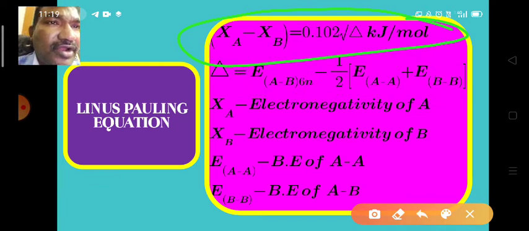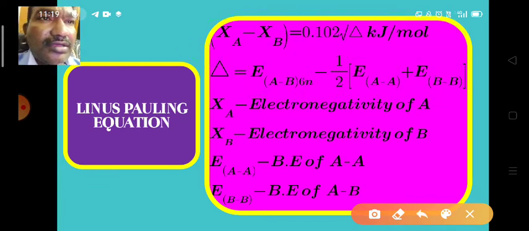Like this, we calculate the delta, and after calculating the delta we have to substitute in this equation, and we have to find out the electronegativity of the unknown element. To calculate the electronegativity of one element, you have to know the electronegativity of the other element. So for that purpose, fluorine is taken as the reference element, and its electronegativity is fixed as 4, and by using that, electronegativity of the other elements were calculated.